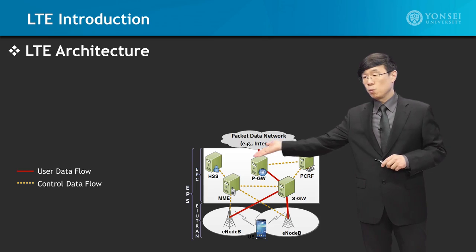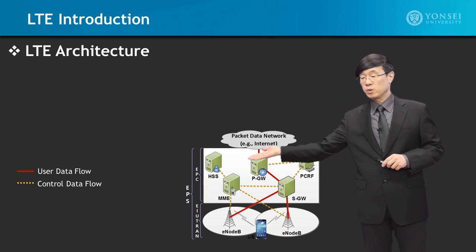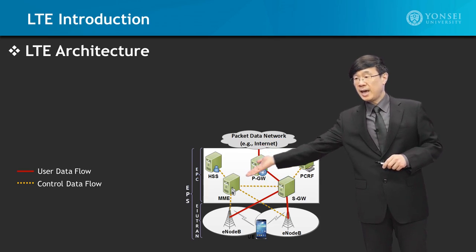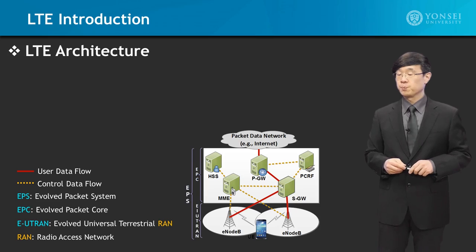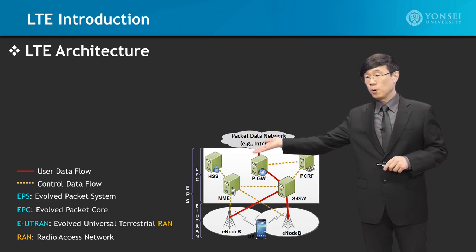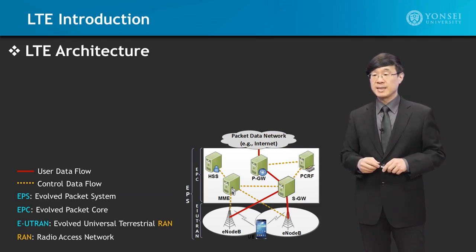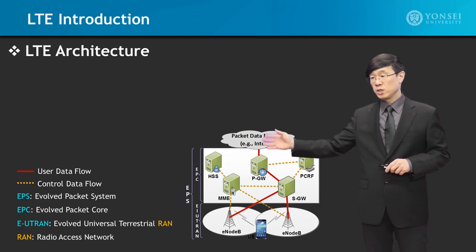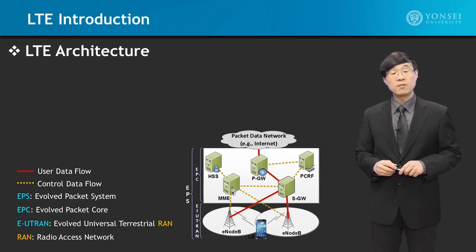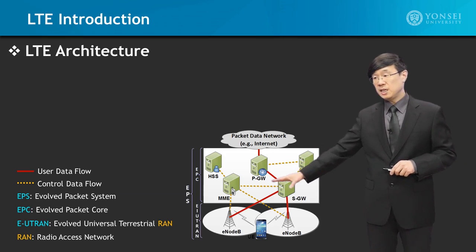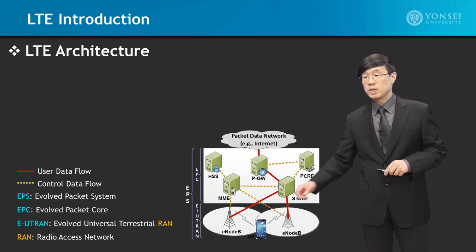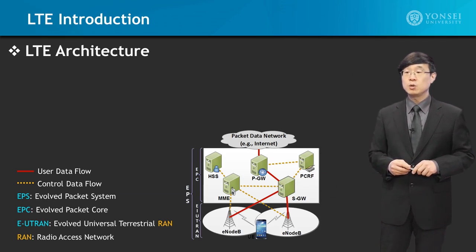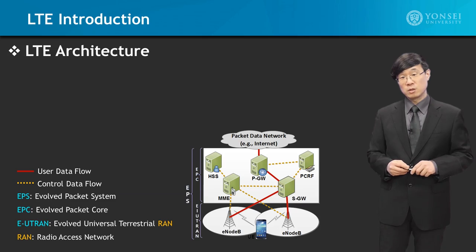And they are divided into big chunks, which has the EPS and the EPC and EUTRAN written there. Those acronyms stand for: EPS stands for the Evolved Packet System, EPC, which is this top part, stands for Evolved Packet Core, and the EUTRAN is the lower part, which stands for Evolved Universal Terrestrial Radio Access Network.